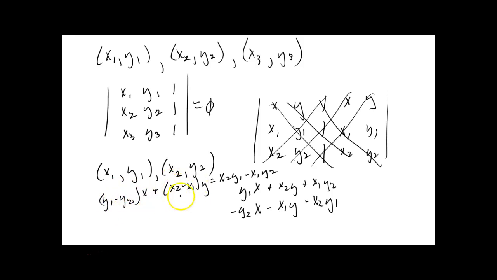This number times x plus that number times y is equal to that number. Those are just numbers. There's the equation of the line that goes through those 2 points. Guaranteed. So there's another application of the determinant: find the equation of the line if you know 2 points in the xy plane. Before that, you had to determine a slope, and then do a point slope formula, and then rearrange it. Here you get it just like that.